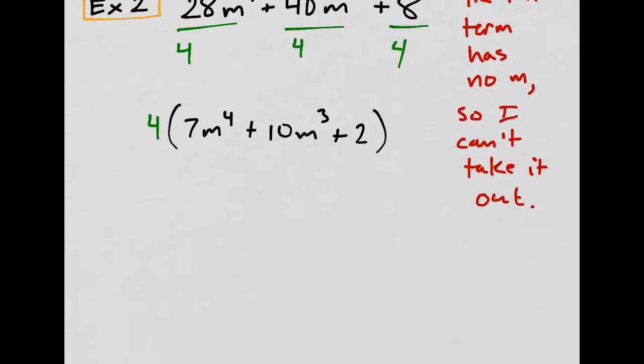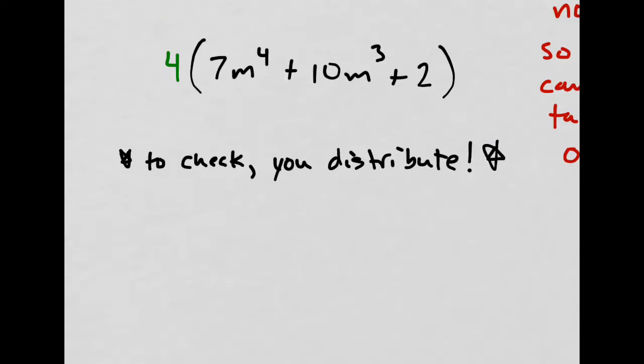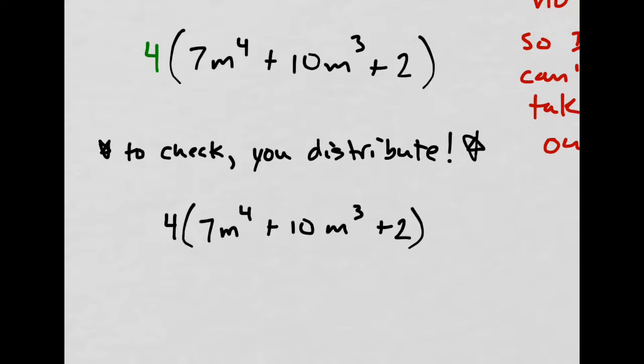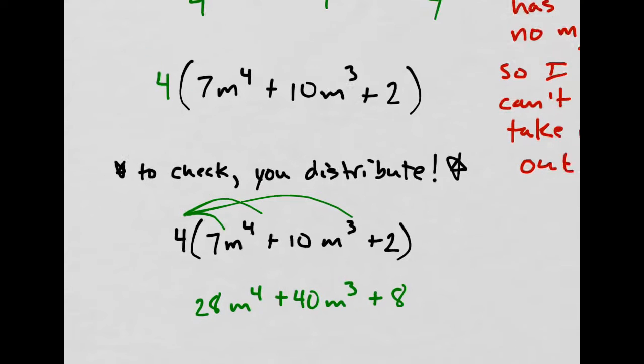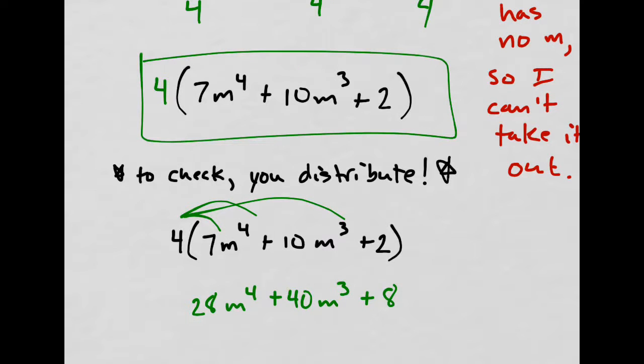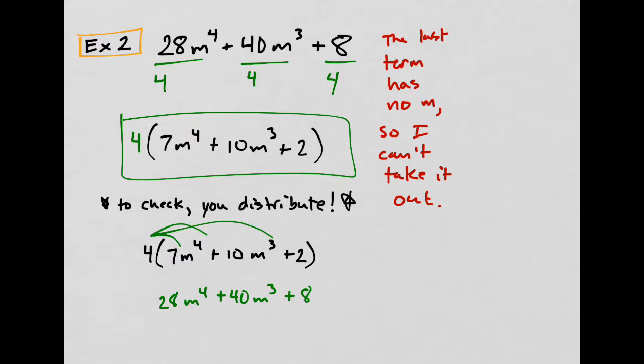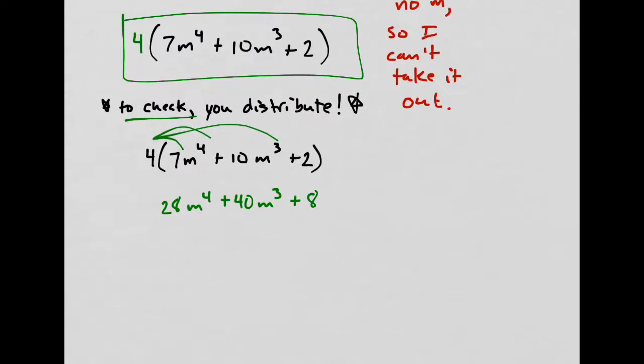If I wanted to check this, I could just distribute back, right? So 4 times 7 is 28. And I tack on the m to the 4th, because that's still there. 4 times 10, that's 40. Tack on the m cubed. And 4 times 2 is 8. And that's what I wanted. So this is indeed my answer. 28 m to the 4th plus 40. So this is checking.